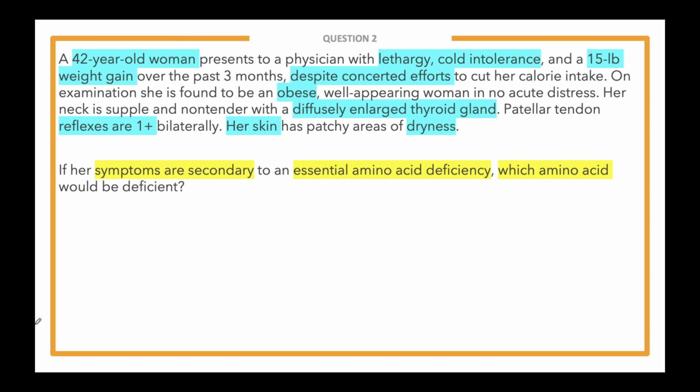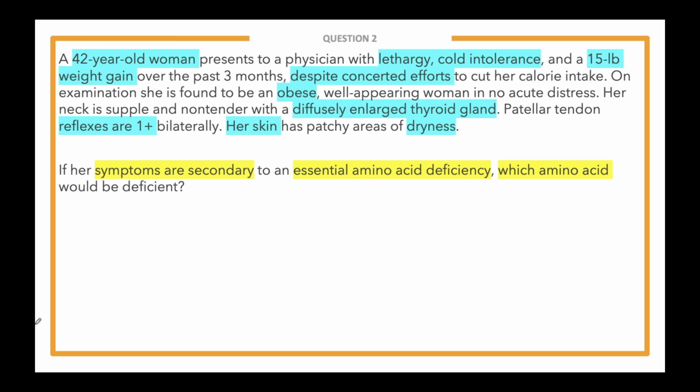Whenever you see something like that, something is happening despite the patient trying, that really should clue you off that, well, something pathologic may be going on here, okay? We're given some physical exam findings, some reflex signs as well. We'll talk about that. And now the lead-in is asking us about amino acids. So definitely a nice biochem question. So how many steps do we think this question is?